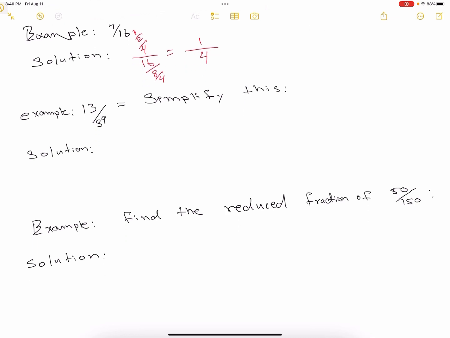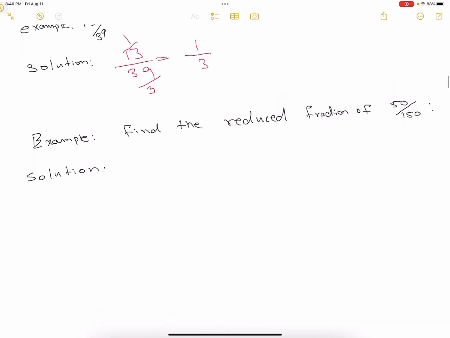Now let's simplify 13 over 39. We see 13 is a prime number. 39 is not actually a prime number, 13 is. We cannot divide this by anything else other than 13. So we can do 1 times 13 is 13. 3 times 13 will be 39. So 1 over 3 is equal to 13 over 39. Same thing. So that's the equivalent fraction, and that's how we reduce it.